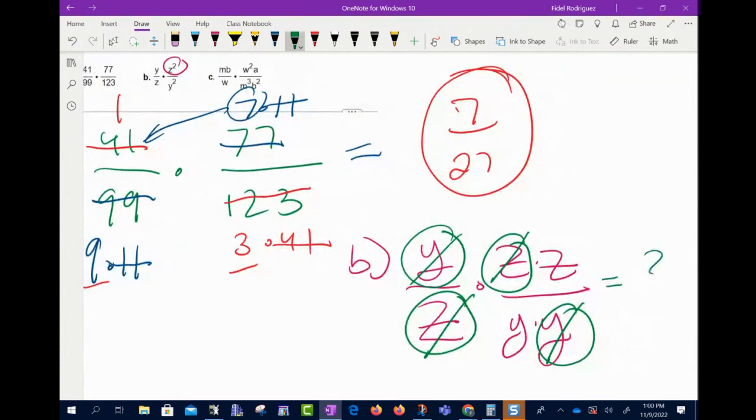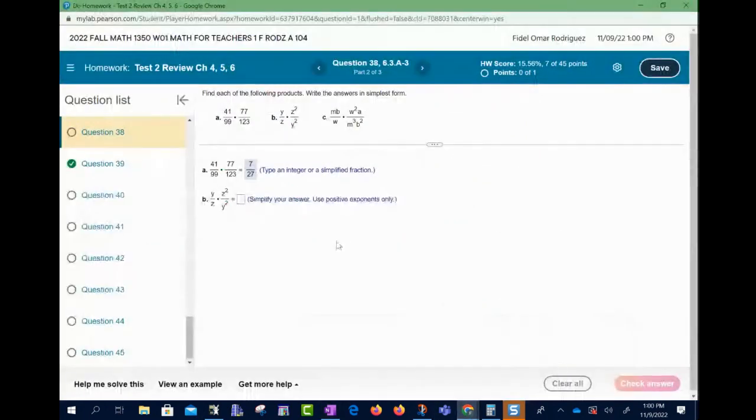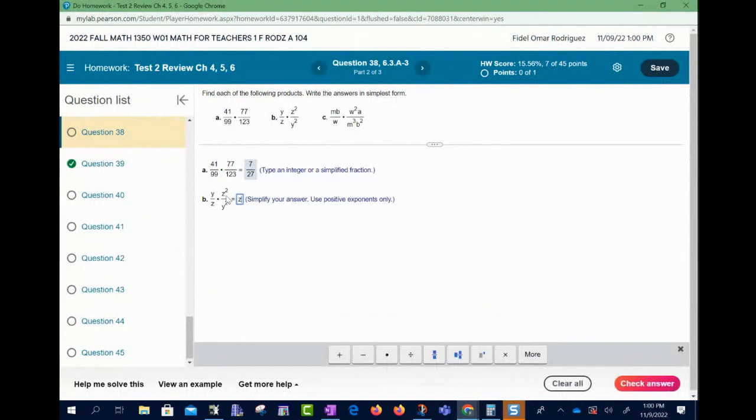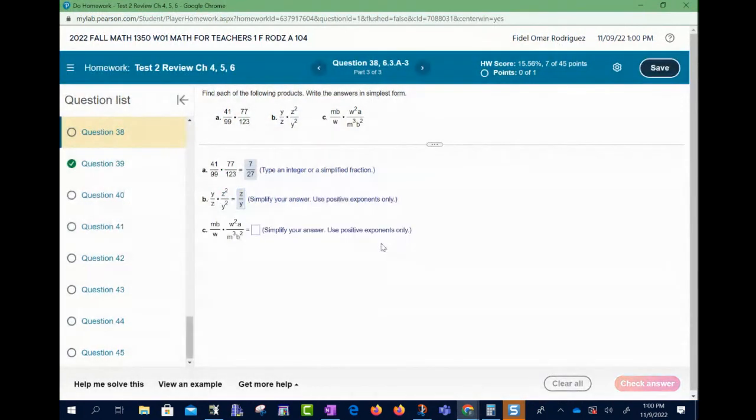And what's the only thing I'm left with? I still have a z on the top and I still have a y on the bottom. And that would be how I would show my kids, right? So I'd come back over here and I'm going to say, look, we're going to take z divided by y. There we go. And then I'm going to do the same thing for part C, y'all.